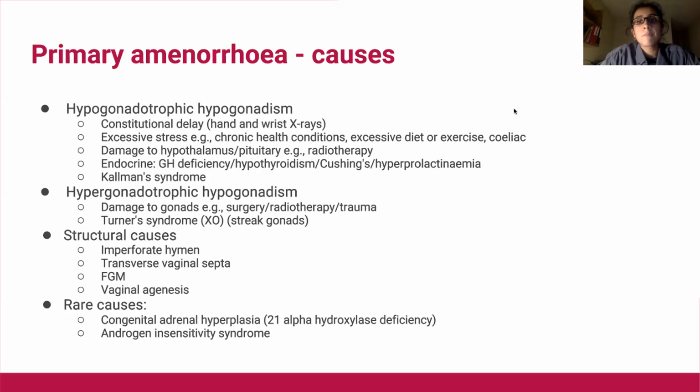Other things can include excessive stress, physiological stress, either from chronic health conditions, chronic inflammatory states, or excessive diet or exercise. Important to consider celiac disease as well, causing malnutrition, and that leading to a state of physiological stress. You also have damage to the hypothalamus pituitary from radiotherapy or even trauma, and then endocrine causes as well, so growth hormone deficiency, hypothyroidism, Cushing's, and hyperprolactinemia. And Kallmann syndrome as well, which is a rare cause of primary amenorrhea that comes up. You won't see it that much in practice, but it comes up a lot in exams.